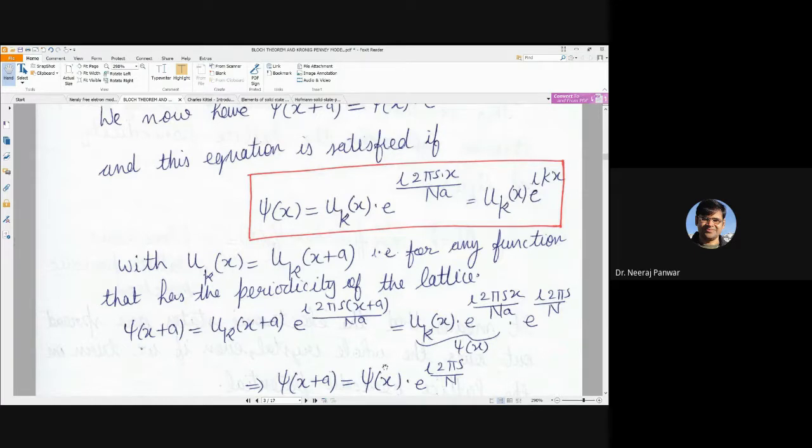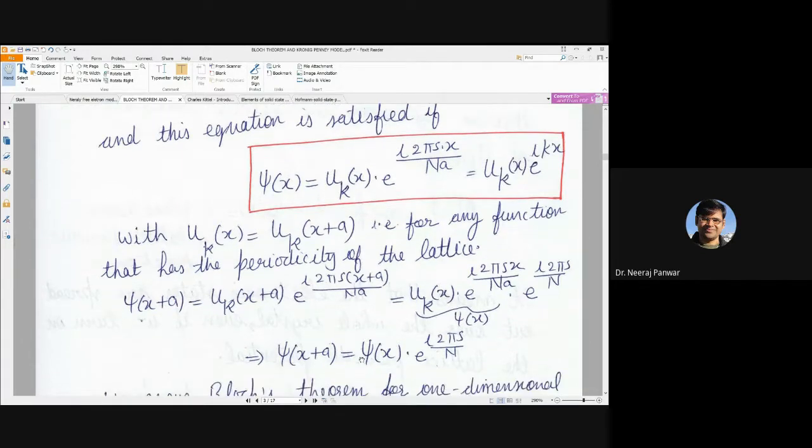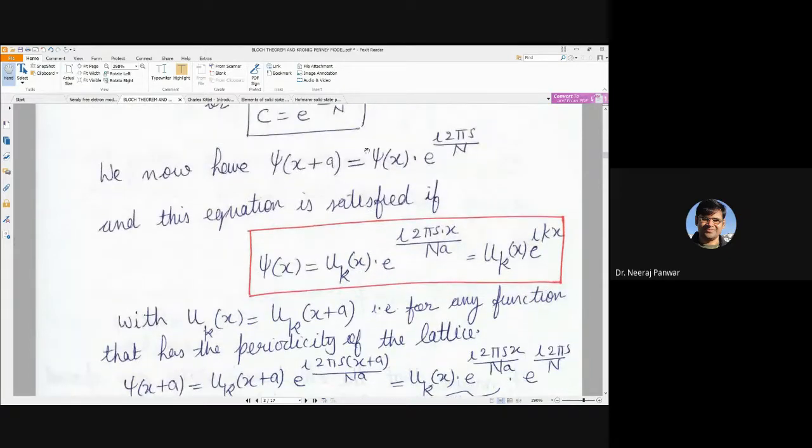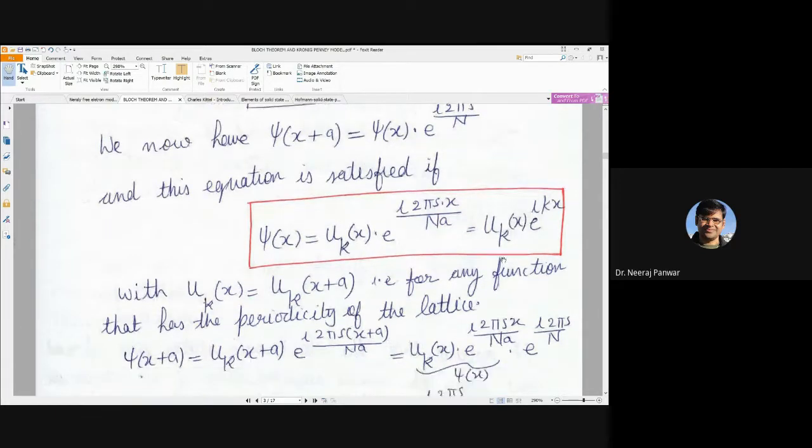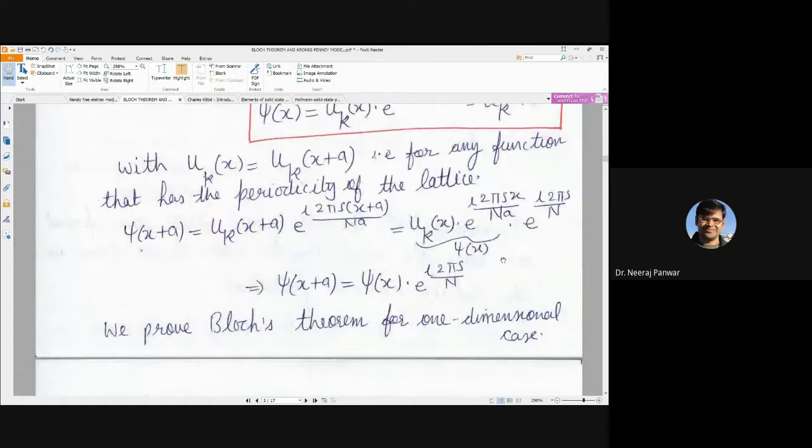This is nothing but psi x, from this equation inside the red rectangle. So we can write psi x plus a is equal to psi x e to the power 2 pi s upon n, and this is the same condition. So this condition would be satisfied if psi x is a Bloch function. This is the proof of Bloch theorem for the one-dimensional case.